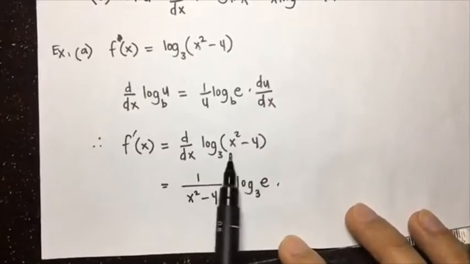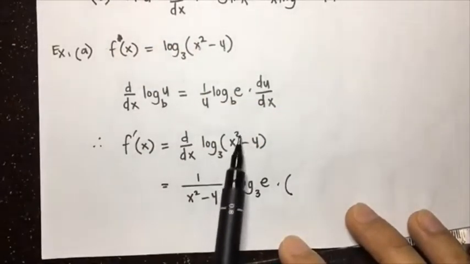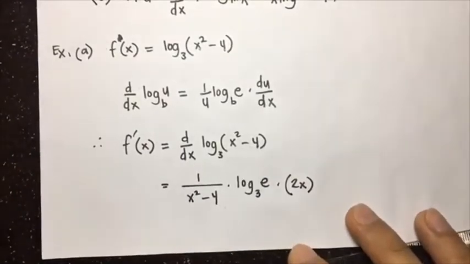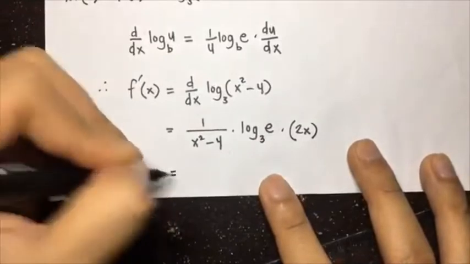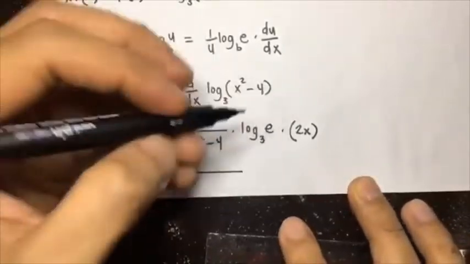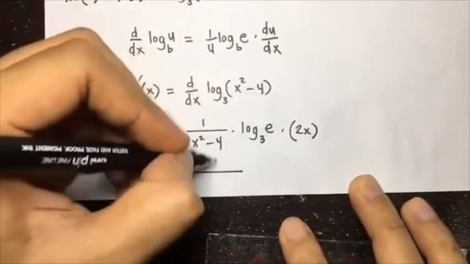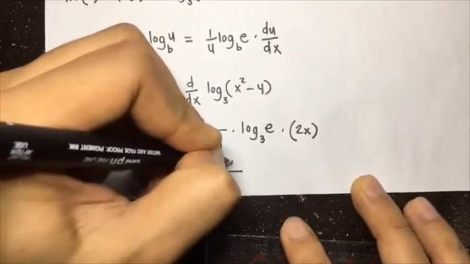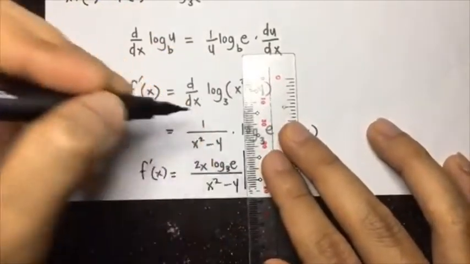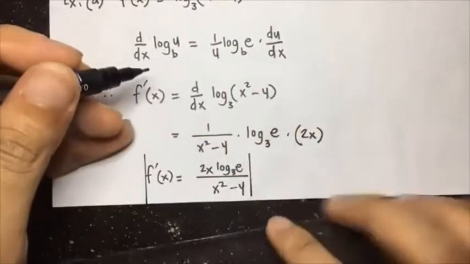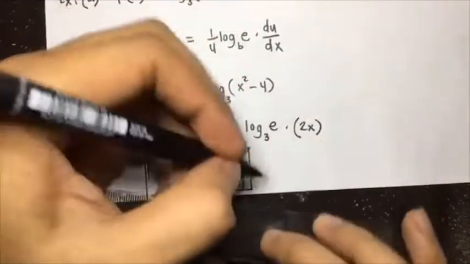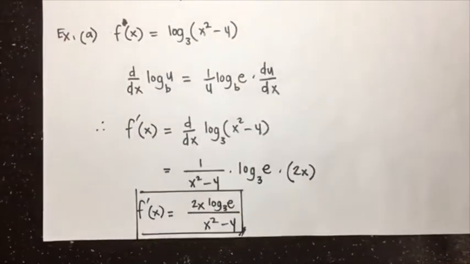Our u is x squared minus 4, so its derivative is: the derivative of x squared is 2x, and the derivative of negative 4 is 0, because it's a constant. Therefore, if we simplify it, f prime of x is equal to 2x times the logarithm of e to the base 3, so that's 2x logarithm of e to the base 3 over x squared minus 4. This is our derivative. All you need to do is follow the formula.